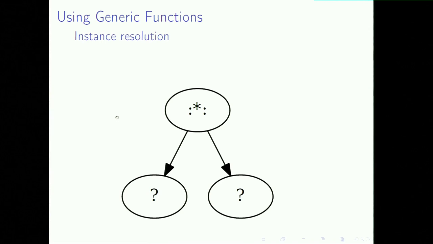So for the instance resolution process, I just wanted to show you how we're actually getting the record fields out of the talk data type, seeing as we never actually provided instances for anything that was particular to that data type. So the first thing that happens when we look at the representation of a talk is that we begin with one of these :*: nodes. And indeed, we do have an instance to traverse the record fields of this node, assuming that we know how to traverse both the left and the right subtrees to find the fields there.